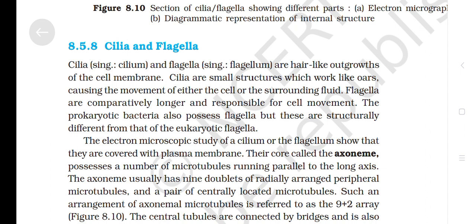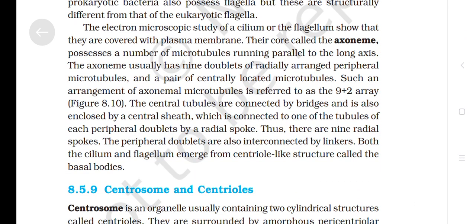8.5.8 Cilia and Flagella. Cilia, singular cilium, and flagella, singular flagellum, are hair-like outgrowths of the cell membrane. Cilia are small structures which work like oars causing the movement of either the cell or the surrounding fluid. Flagella are comparatively longer and responsible for the cell movement. The prokaryotic bacteria also possess flagella, but these are structurally different from that of the eukaryotic flagella. The electron microscopic study of a cilium or the flagellum shows that they are covered with plasma membrane.